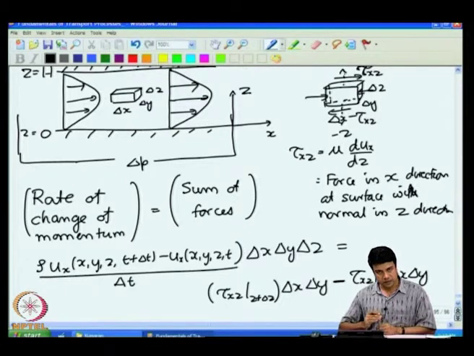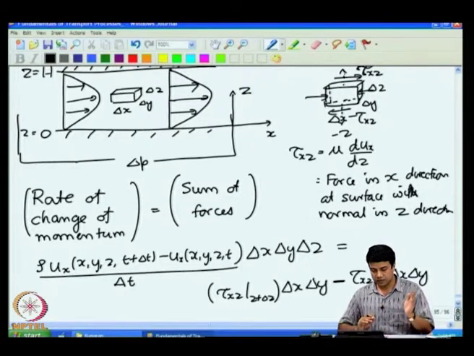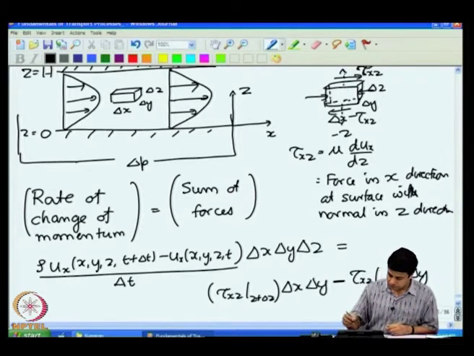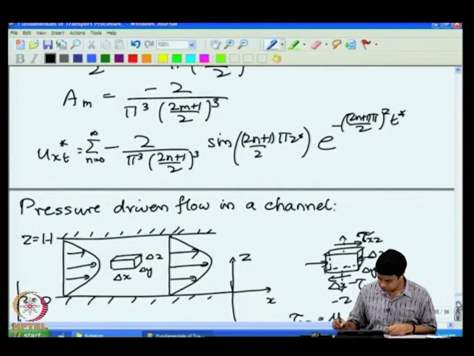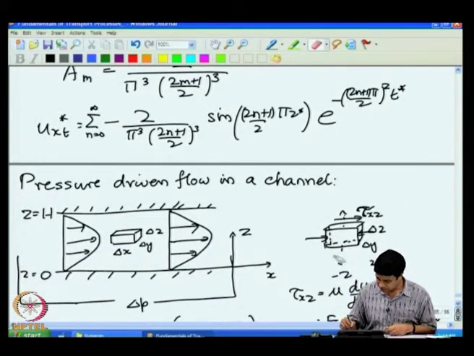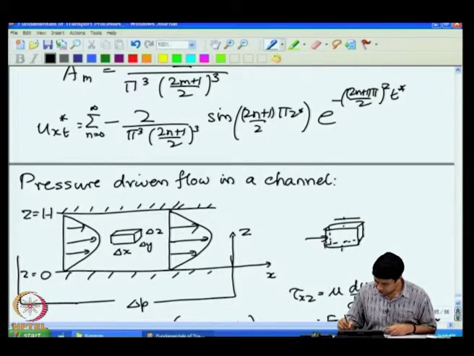However, for the top and bottom, there is no difference in pressure because I have not imposed a pressure gradient there. For the front and back, there is no difference in pressure because there is no pressure gradient. However, along the pipe, along the x direction, there is a pressure gradient. Therefore, the pressure at x is different from the pressure at x plus delta x. So, therefore, for this differential volume, I also have pressure forces acting.